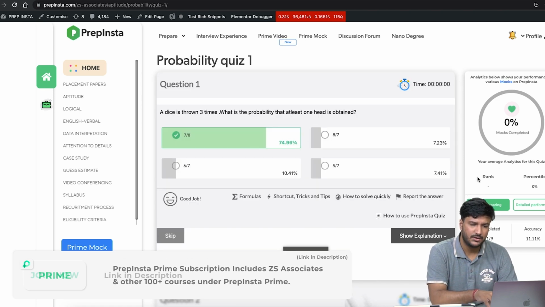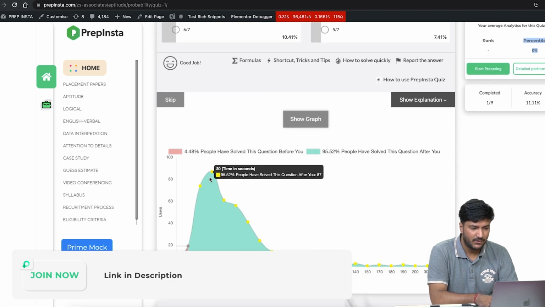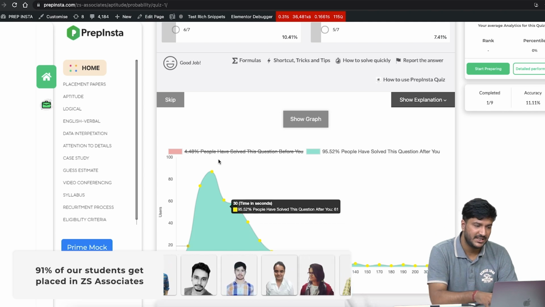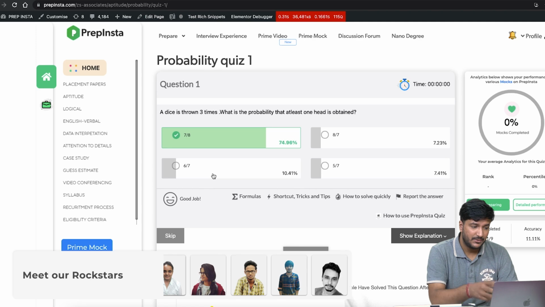If you solve this question, you'll get to know your ranking and your percentile, your graph based upon time-based performance, how many people solved this question before you, how many people solved this question after you. So basically the average time to solve this particular question is 20 seconds, as you can see. So that's one way.